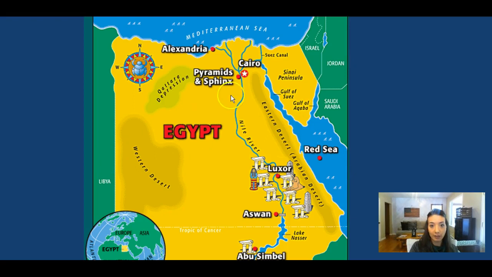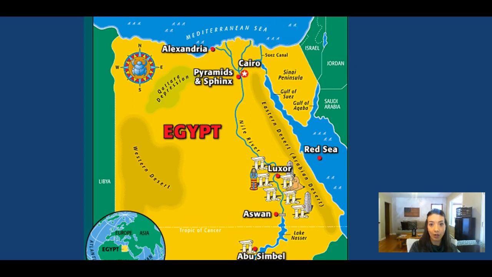So we are going to be talking about the Nile River. It actually starts in this area of Egypt, okay? And it flows down to the Mediterranean Sea, okay? Anytime you see a star in a circle on a map, it's going to mean that that is the capital. So the capital city of Egypt today is Cairo.